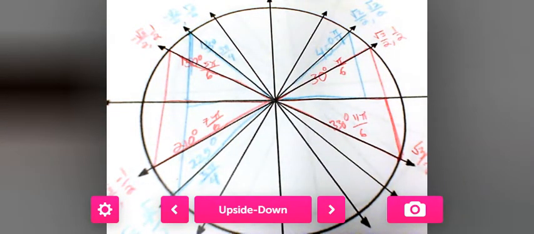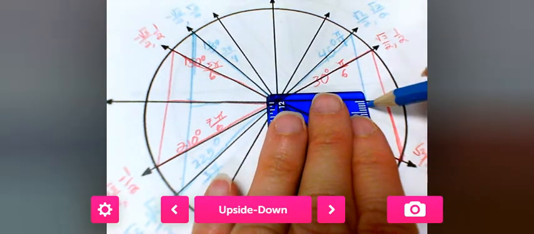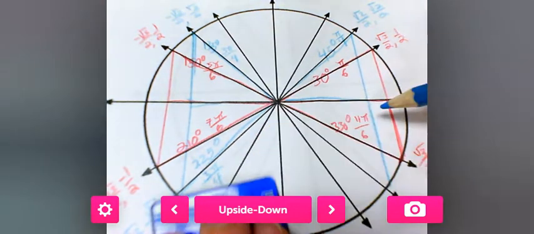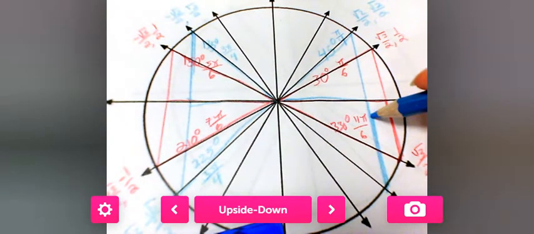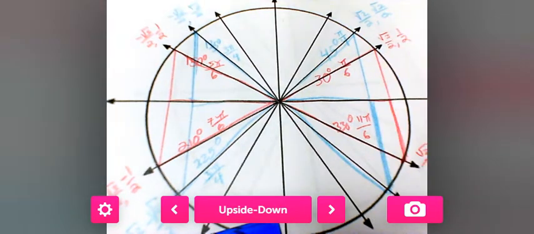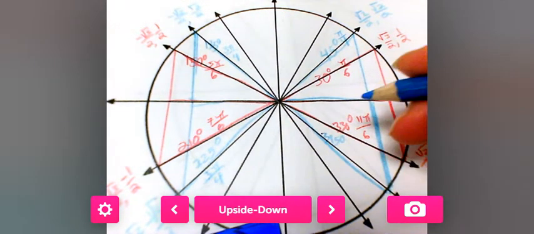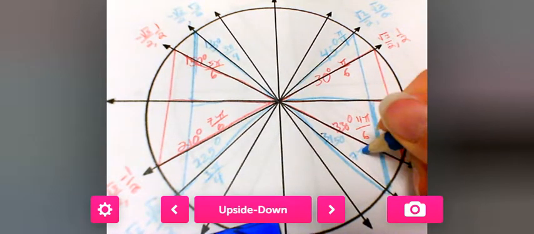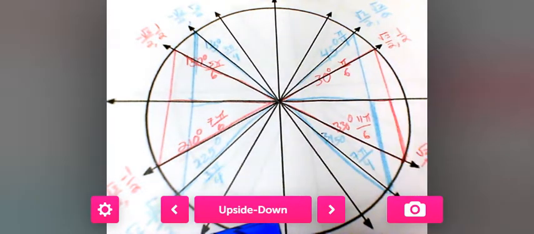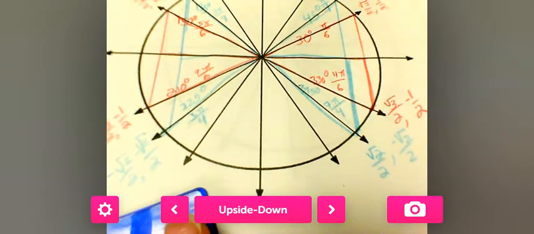And then I'm going to reflect that over my y-axis. And this angle right here is 315 degrees. And it is 7 pi over 4. And it is at square root 2 over 2, negative square root 2 over 2. And I'm going to move it up so you guys can see it.